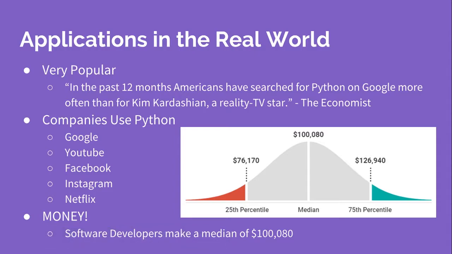The next thing we're going to talk about is its applications in the real world. It's very popular. One of the quotes from The Economist says, "In the past 12 months, Americans have searched for Python on Google more often than for Kim Kardashian." So that says that people search for Python a lot. It's on the internet. People are looking for it.